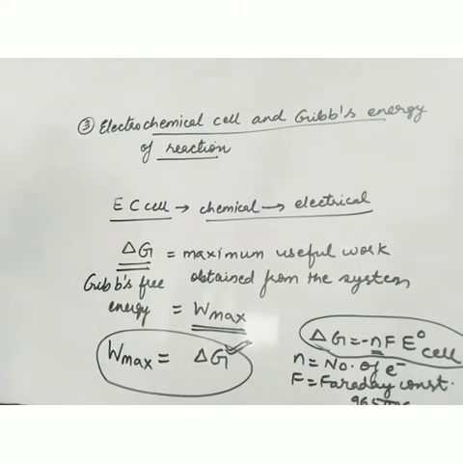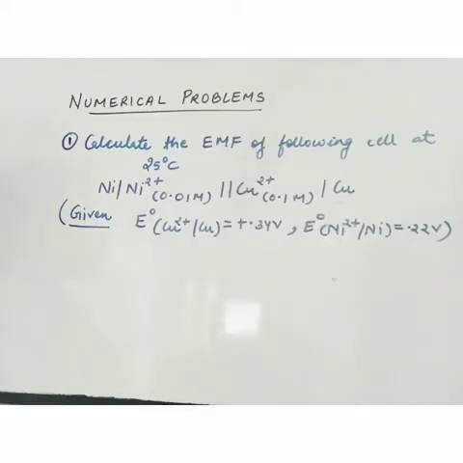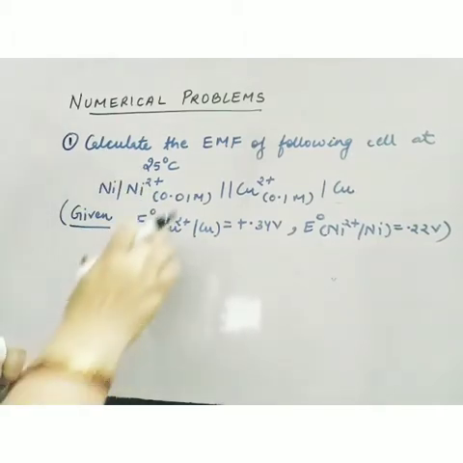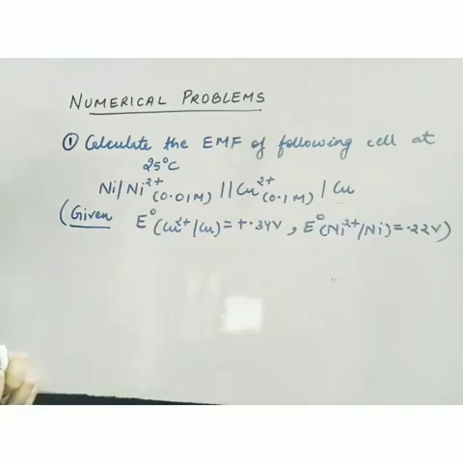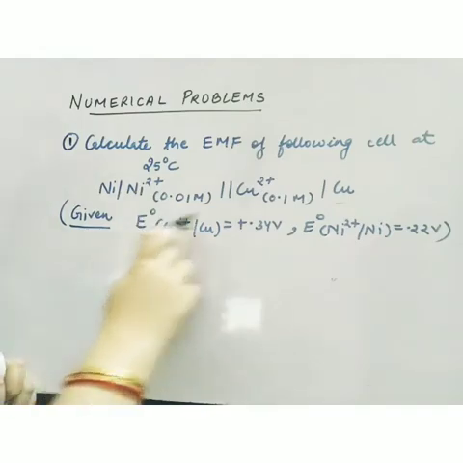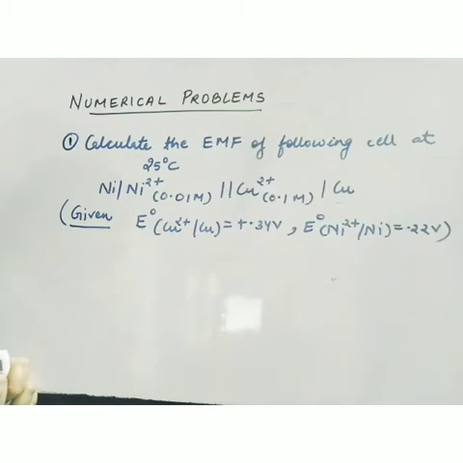So this is how we can calculate the Gibbs free energy of the reaction or maximum work which can be obtained from the system. Now let's solve the numerical problems based on the Nernst equation. The first question is, calculate the EMF of following cell at 25 degrees Celsius. So cell representation is given to us, and the reduction potentials are given to us. And from the cell representation itself, it is clear that nickel is anode and copper is cathode.